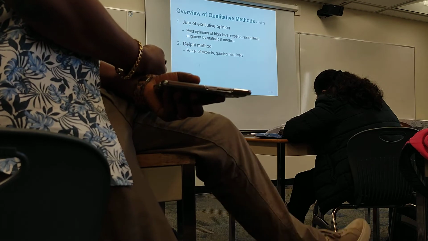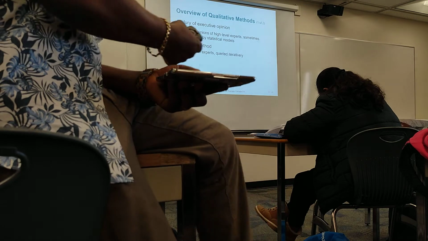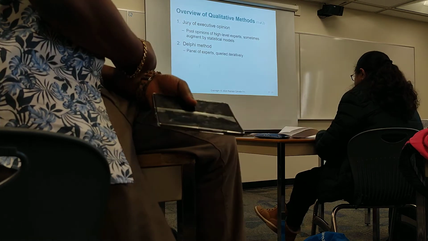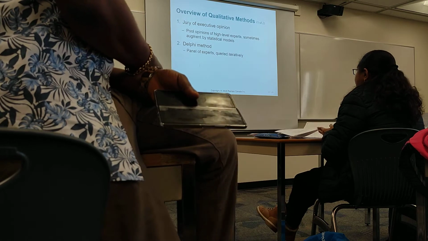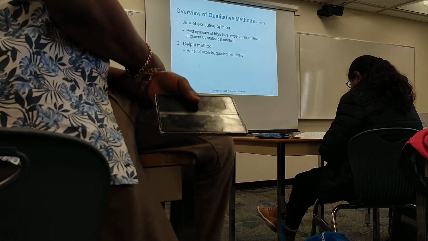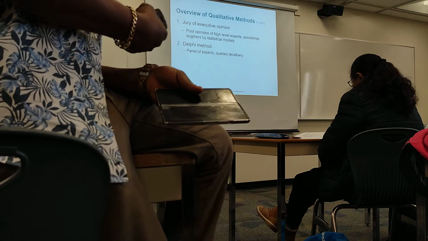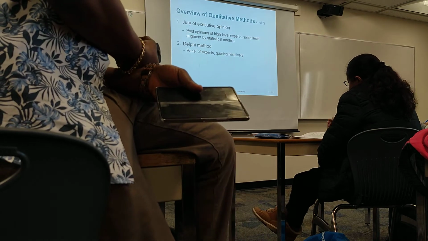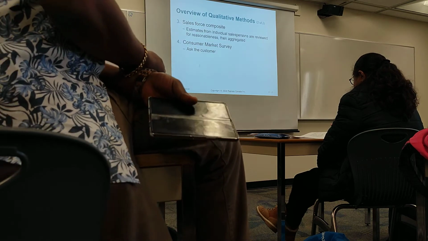We also looked at the jury of executive opinion, where people are pulled together to make a forecast based on the fact that they are experts. Then the Delphi method, a panel of experts is queried and uses information from both inside the organization too.